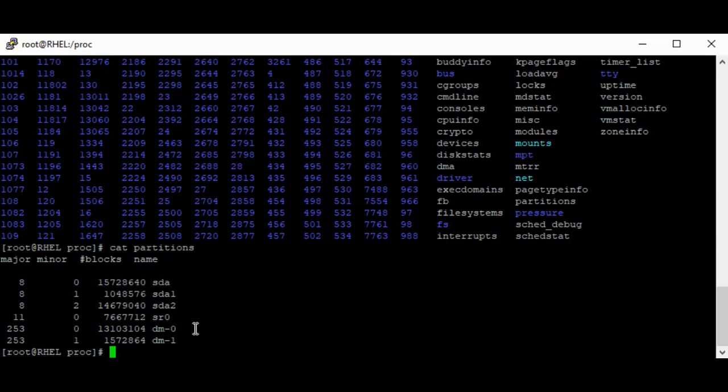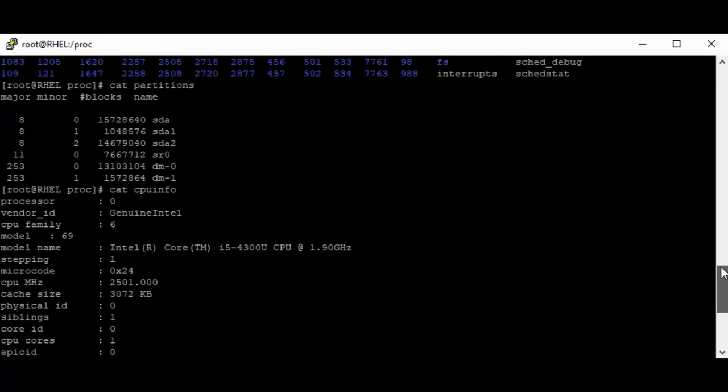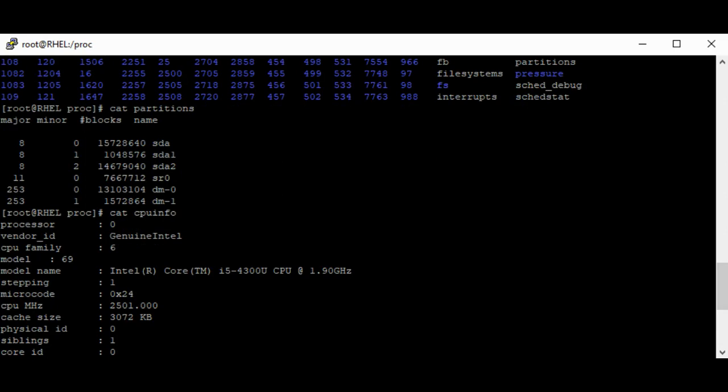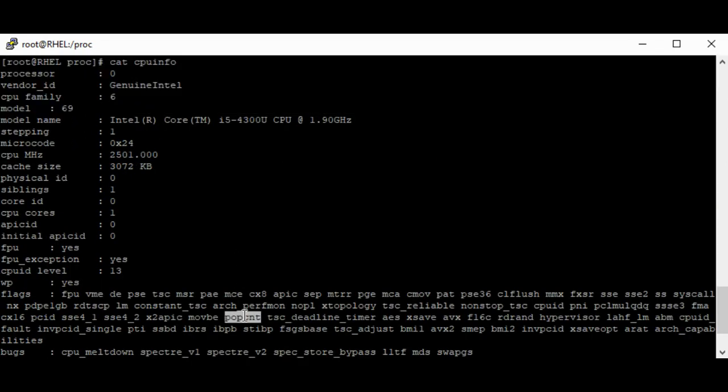So we can also look at the current CPU information, which is this. So you can see the current CPU information on the system.